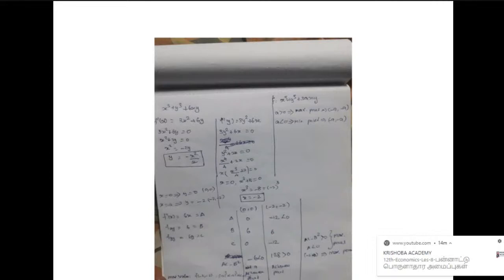If it is in this format only, we can apply this trick: x cube plus y cube plus 3axy. We can directly write the maximum point at minus 2 comma minus 2. Then we substitute minus 2 and minus 2 in f of x, y, and we find the maximum value is equal to 8.